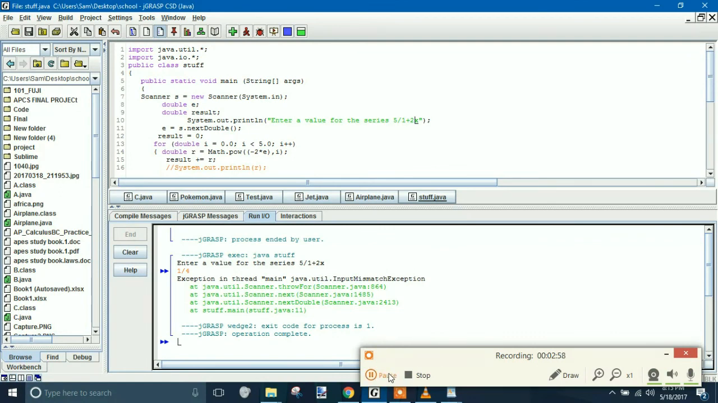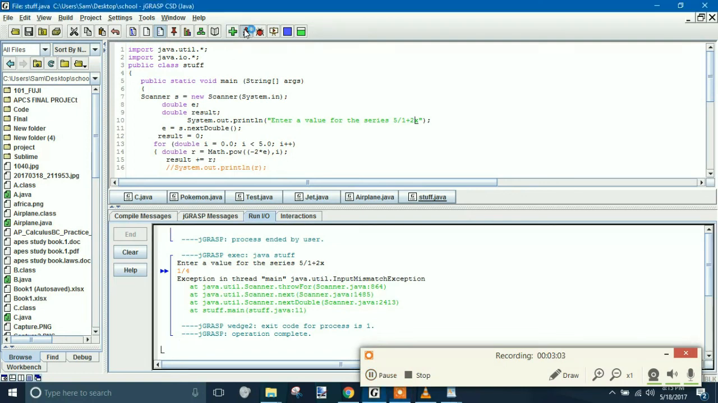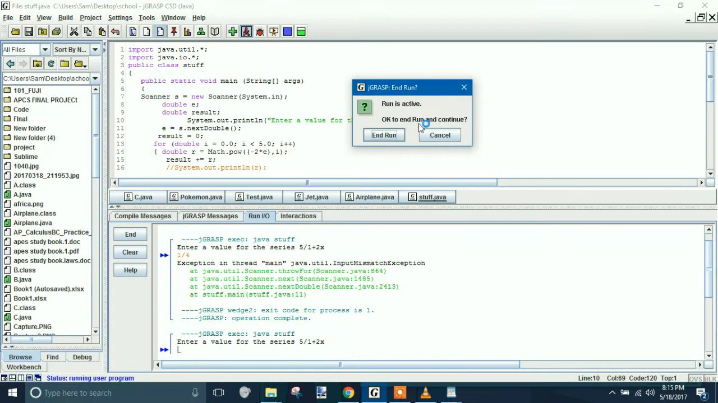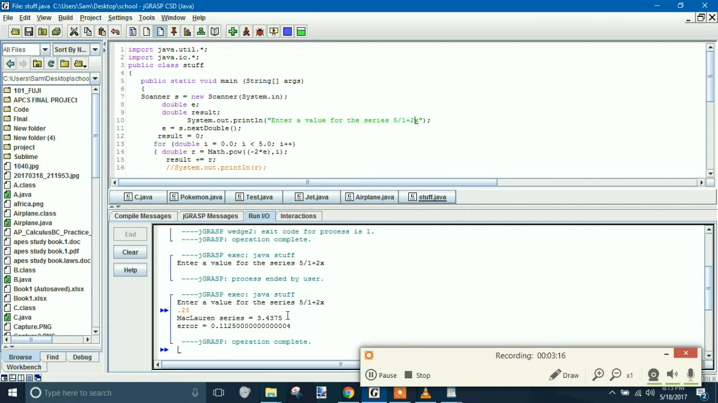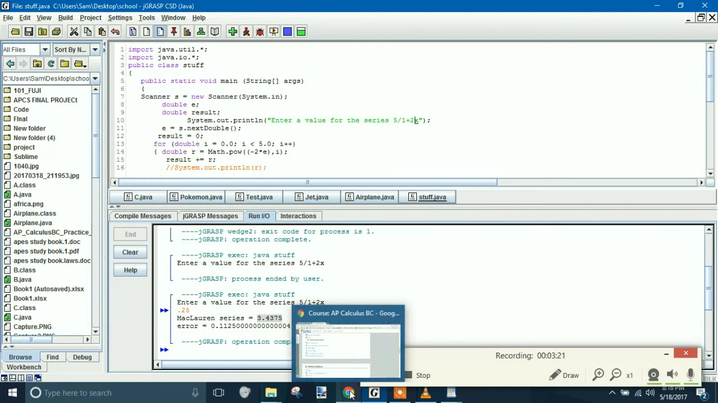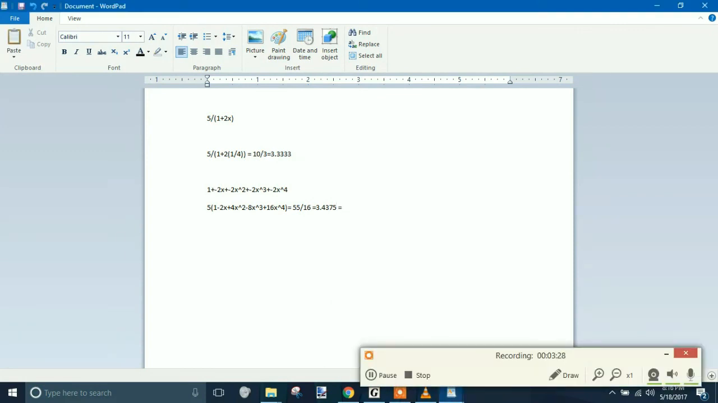All right, going to leave again for another moment. Resume. Of course, we can't put 1/4 because it needs a double, so we're going to put 0.25, because this program can't take 1/4. And we see that the answer given here is 0.4375. So we're going to go back to our problem, and we see that this is actually equal to our approximation using the Taylor series.